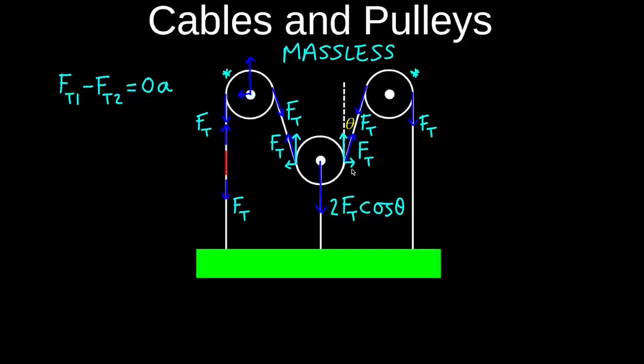So therefore the force in this cable attached to the block is 2Ft cosine theta, and these two forces are just Ft in the other cable. And we have a force of weight acting on this block with a mass m that's equal and opposite to those three forces to keep this block in static equilibrium.